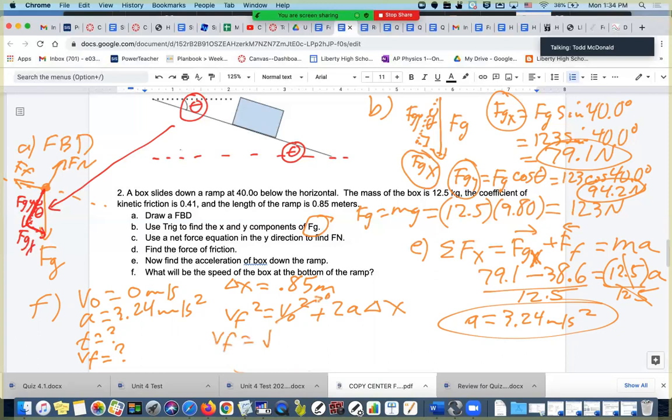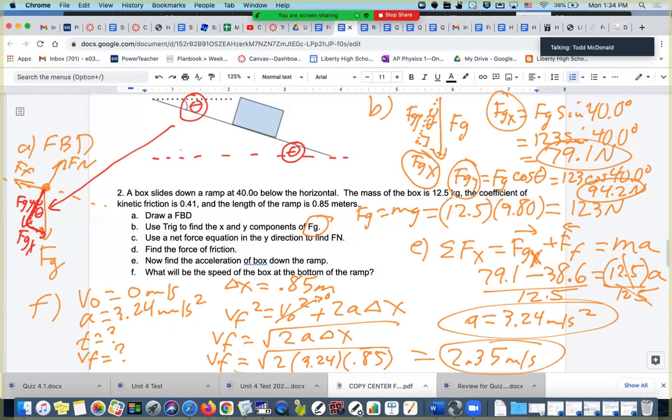To get VF, we're going to do square root of 2 times A times delta X, and we know those values. So we're going to do square root of 2 times 3.24 times 0.85 meters. And we have to take the square root of that, remember? So 3.24 times 0.85 times 2. And then I hit the square root button or to the 0.5 power. And you end up with 2.35 meters per second. That's how fast it's moving at the bottom of the ramp, okay?